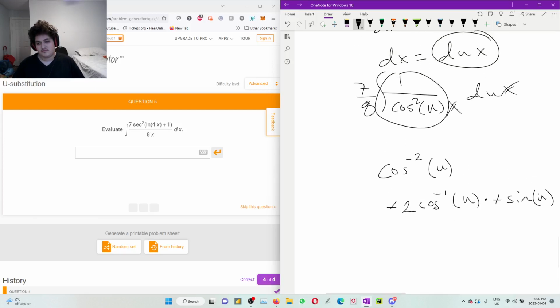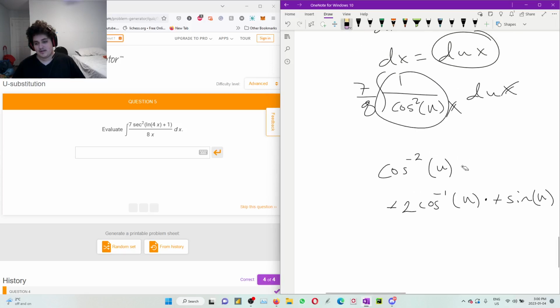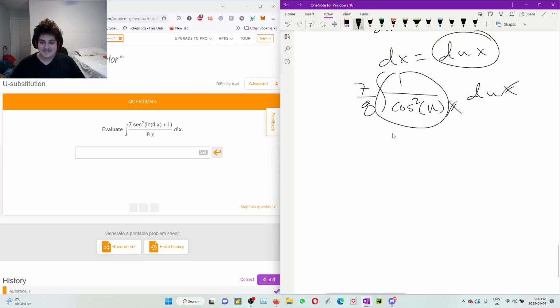Okay. Oh, this is sec squared u. Wait. The derivative of tangent is sec squared. Oh, that's right. I can show that real quick, but, well, I basically just did. Well, no, I didn't show it, sorry. But I'll show it real quick. Yeah. Sorry. So this is the integral of sec squared u du.